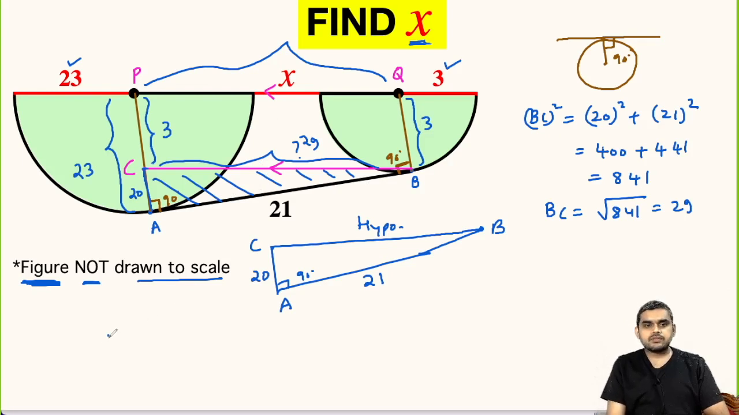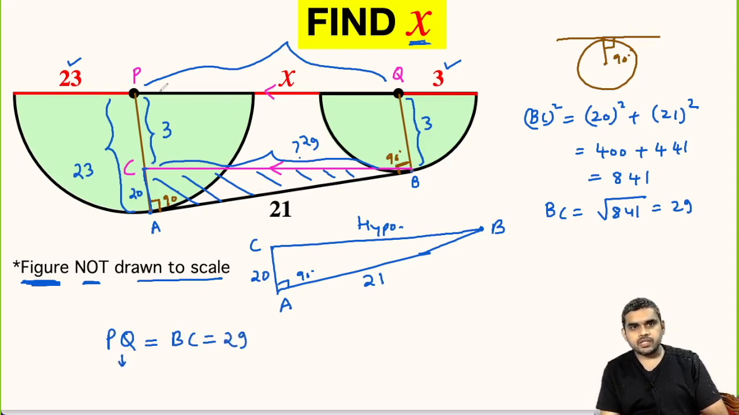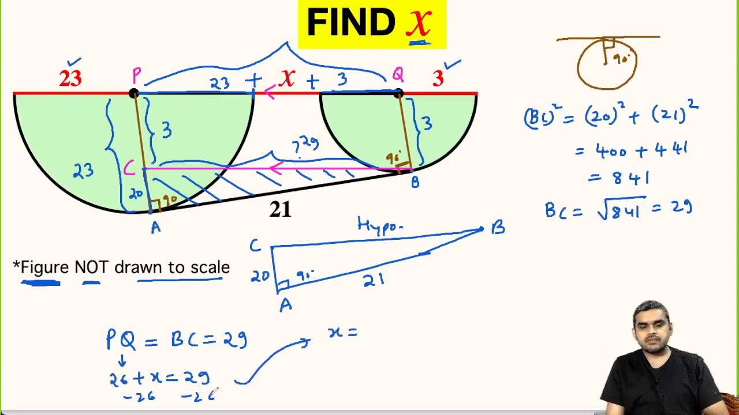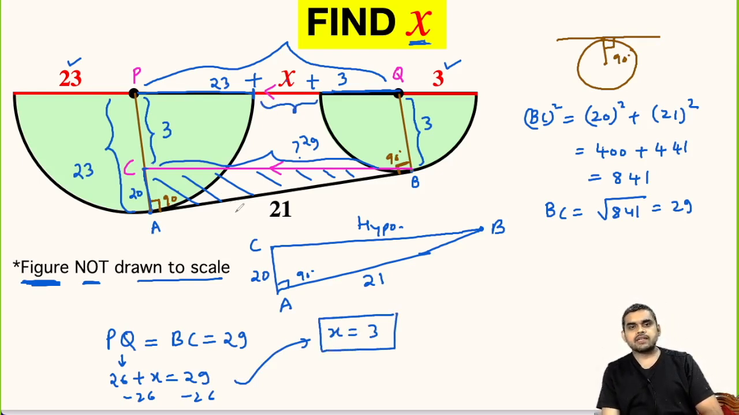And what is PQ? PQ, first of all, we found equal to BC, which is equal to 29. Now what is PQ? PQ has 3 components: the radius of the bigger semicircle 23, the radius of this smaller semicircle 3, and x. So if we add 23, x and 3, we will get 26 plus x, which is equal to 29. So we will subtract 26 from both sides. So we will get x equals 29 minus 26, which is 3. So the measure of this unknown distance x is 3 units.